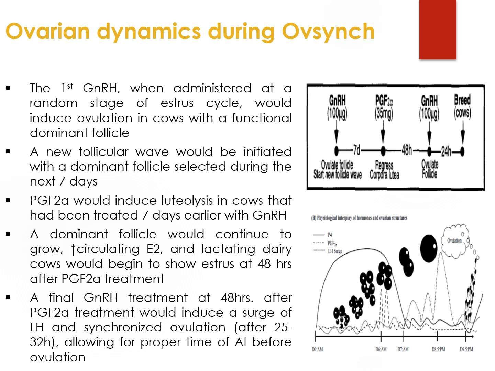Ovarian dynamics during the Ovsynch protocol. If we look at the upper right side pictures, the first GnRH injection is administered at a random stage of the estrous cycle that will cause the ovulation of the Graafian follicle if it is present on the ovary, and along with ovulation of the Graafian follicle there will be emergence of a new follicular wave during the next 7 days. After day 7, the PGF2 alpha injection is given, which will cause the regression of the corpus luteum if it is present on the ovary.